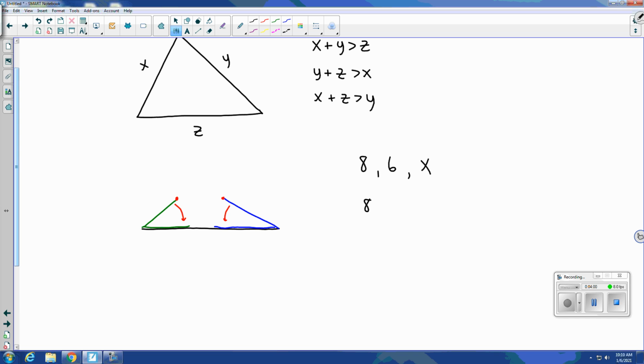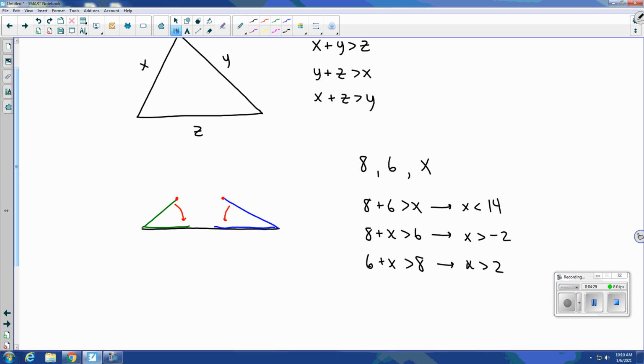So we're going to say, we know that 8 plus 6 has to be greater than x. We know that 8 plus x will have to be greater than 6, and we know that 6 plus x will have to be greater than 8 in order for us to have a triangle. We have three inequalities here that we can solve for x. So from this first one, we see that x would have to be less than 14. From the second one, we would see that x would have to be greater than -2. And then we would see x would have to be greater than 2.